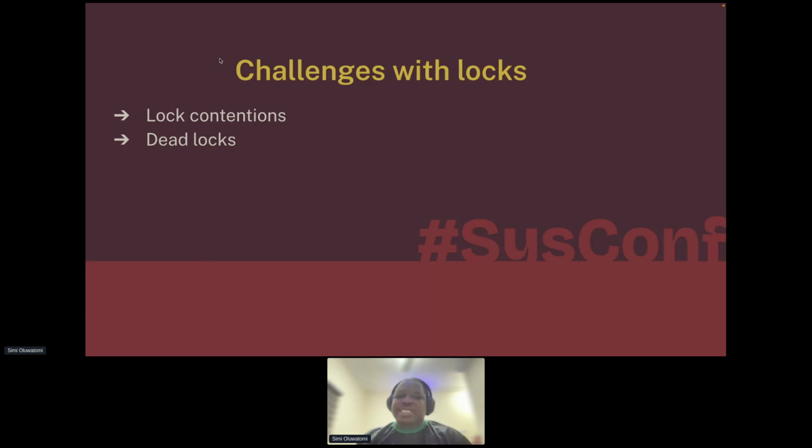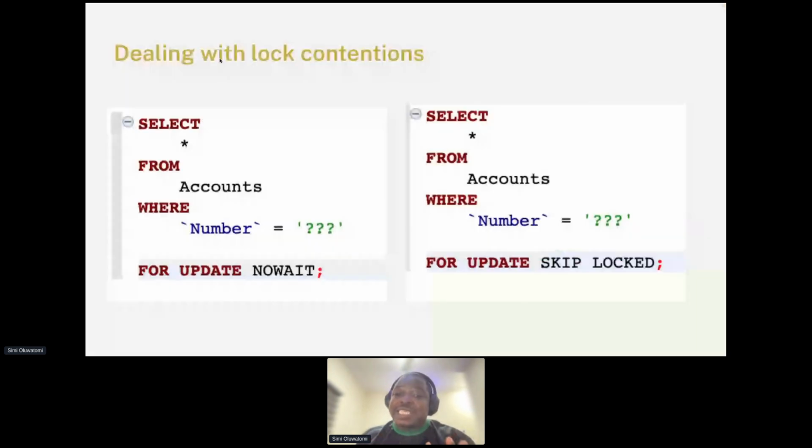So what is going to happen? How do you solve these issues? For your lock contentions, you can actually tell your SQL engine what to do. Select this account number that has this value. If you cannot get the lock, don't what? Don't wait. Just go. If you cannot get the lock, don't wait. So instead of being on the queue, just be coming back home.